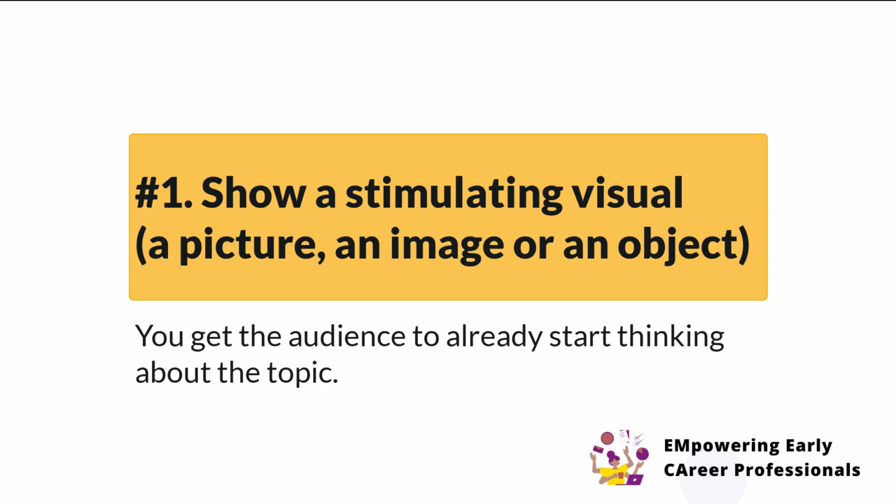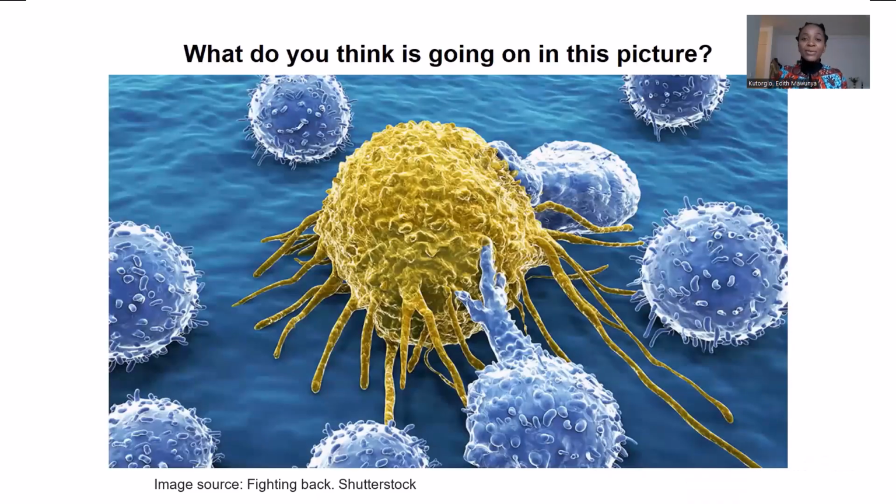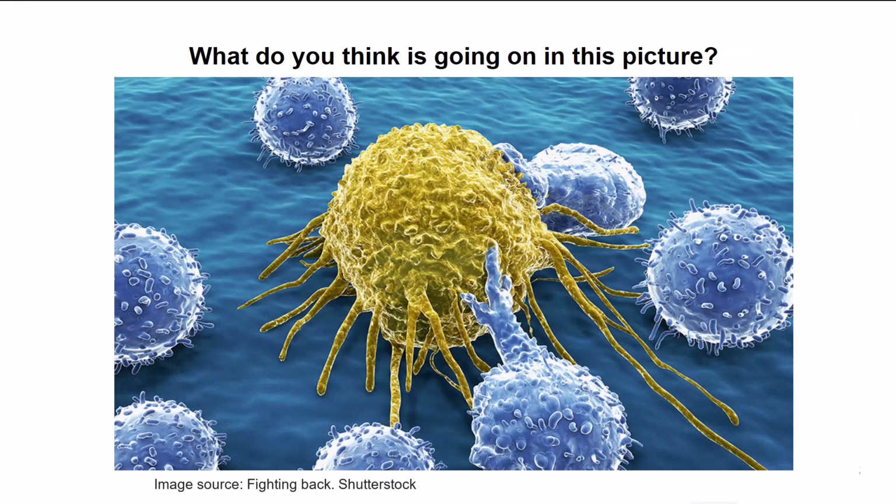I'll now show you an example where I showed an image at the beginning of a lecture. So what do you think is going on in this picture? When you take a look at this picture, what ideas come into your mind? So just to give you a bit of context, I was going to teach about how specific molecules on the surface of membranes help cells to identify invaders and then alert the immune system to launch an attack on them.